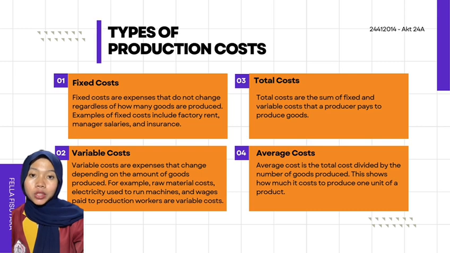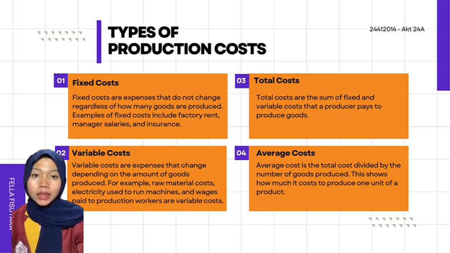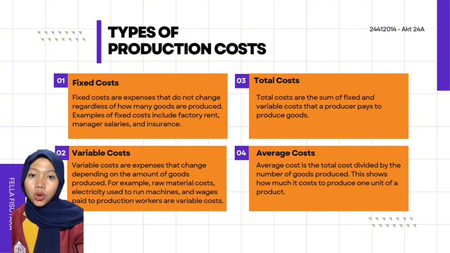Total costs. Total costs are the sum of fixed and variable costs that a producer pays to produce goods. Average cost. Average cost is the total cost divided by the number of goods produced. This shows how much it costs to produce one unit of a product.